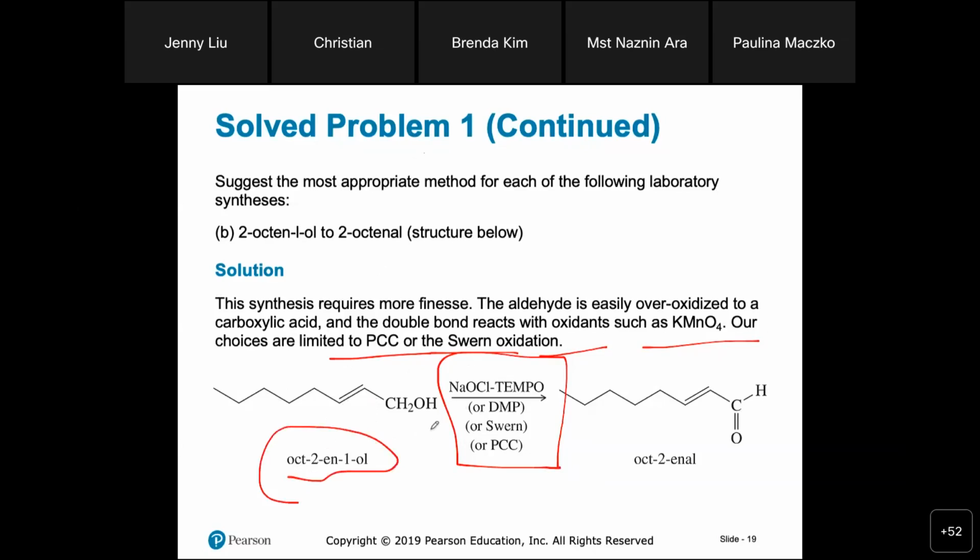Also, as we know, it is very difficult to stop at the aldehyde because it continues oxidation and forms the carboxylic acid. So our choice is limited and we can choose the selected reagent which can give the correct product. So we need to know that. Always study the way I'm explaining. This is the proven style of study.